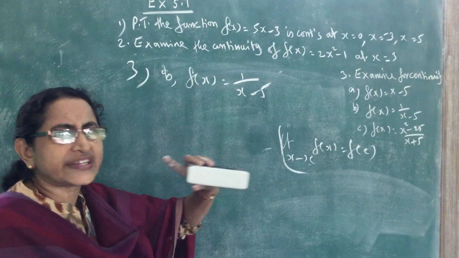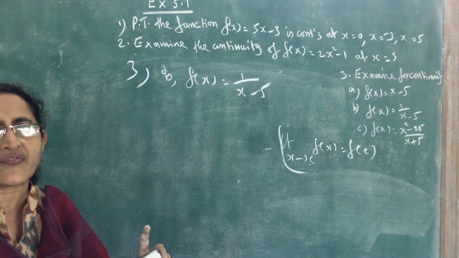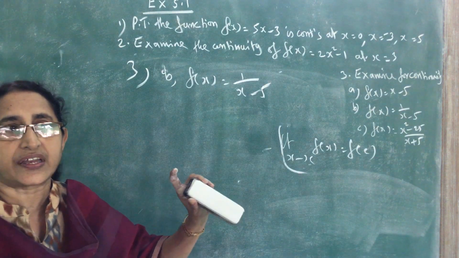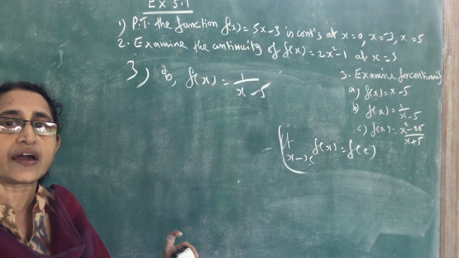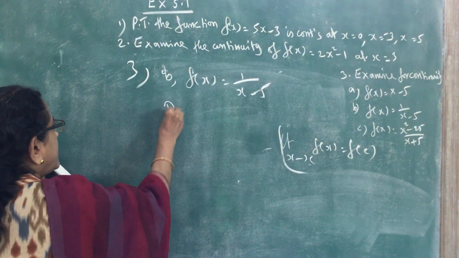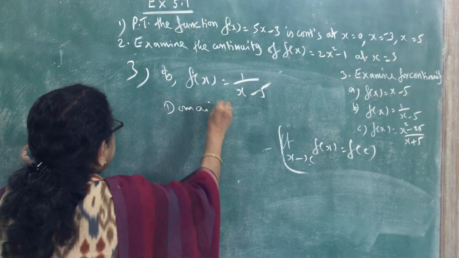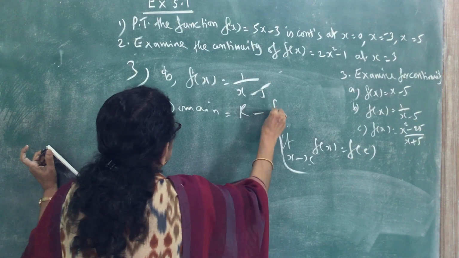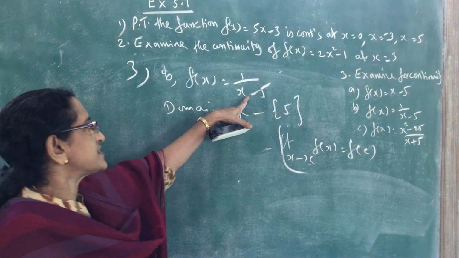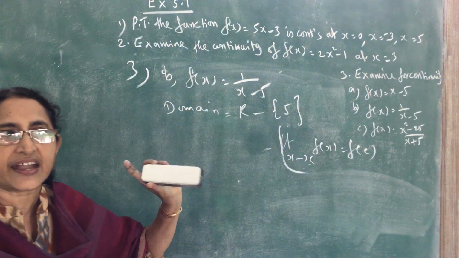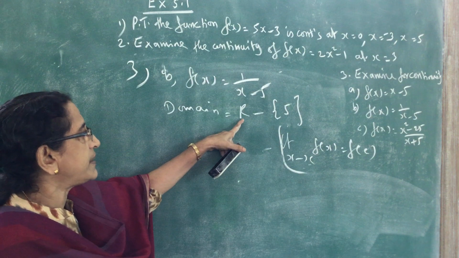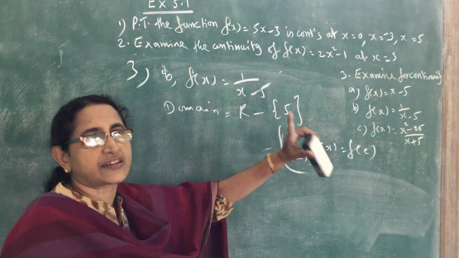We know that when the denominator is 0, the function is not defined. When x minus 5 is 0, the function is not defined. So what is the domain? All real numbers except x equal to 5. Domain is equal to R minus the set {5}. When x equals 5, the denominator is 0 and the function is not defined. So the domain is the set of all real numbers except 5.